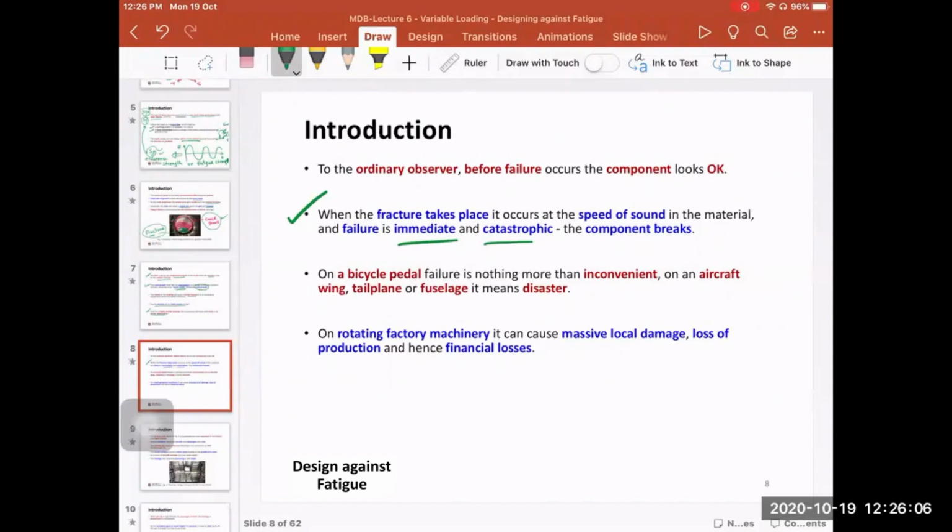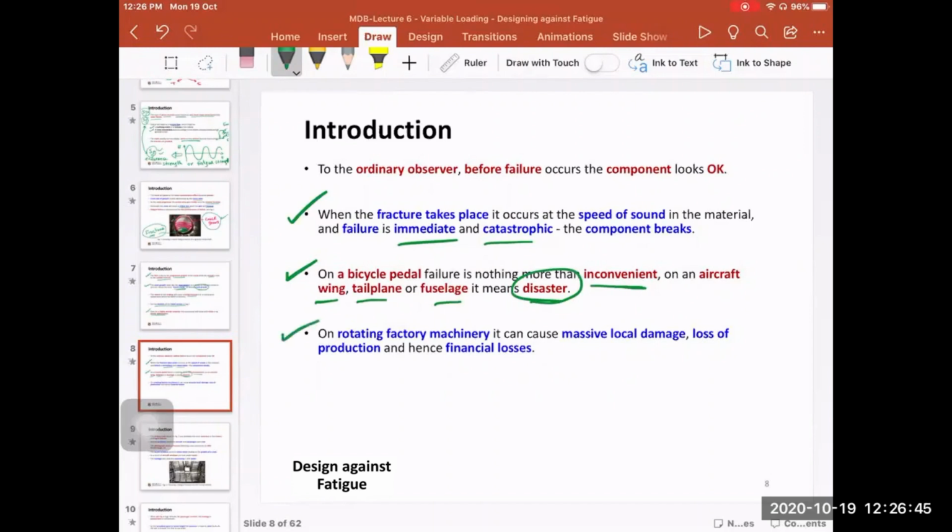Then, for example, it depends on the application that you are looking at. So if we look at a bicycle pedal, the failure or the fracture of this component is going to be just inconvenient, maybe just a little wound or something. But for components like an aircraft wing or tailplane or fuselage of an airplane, if one of these components fails, it means a disaster.